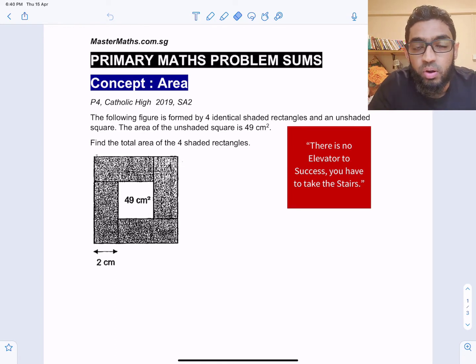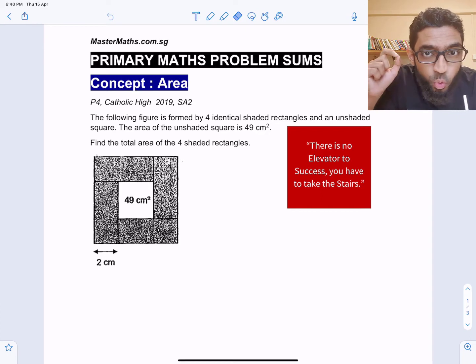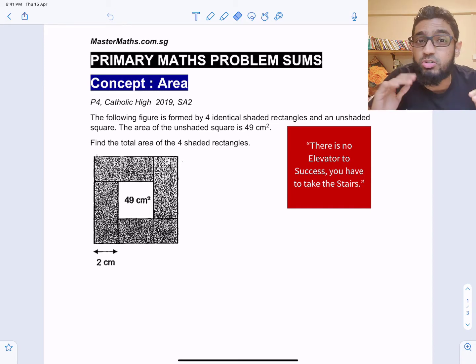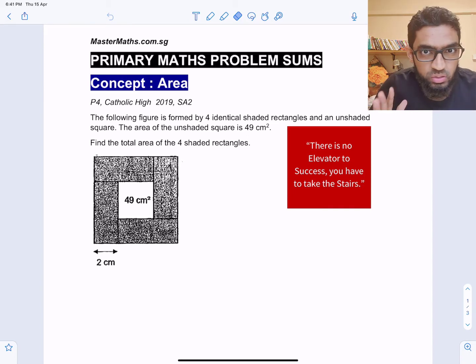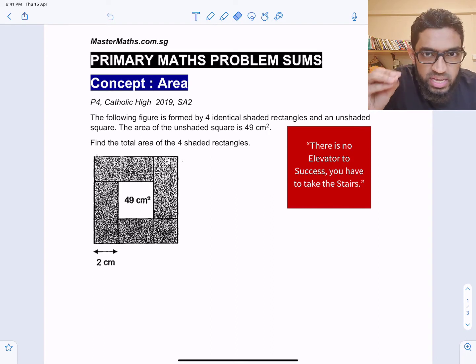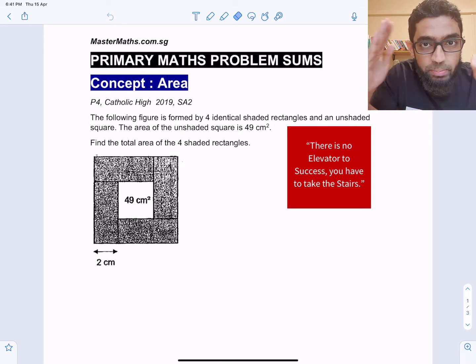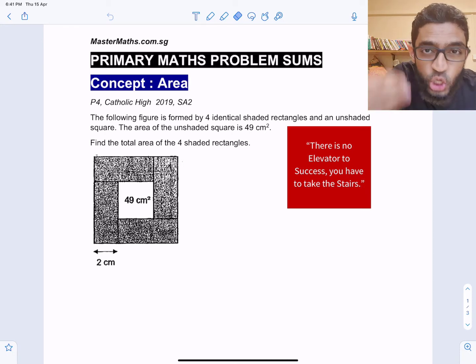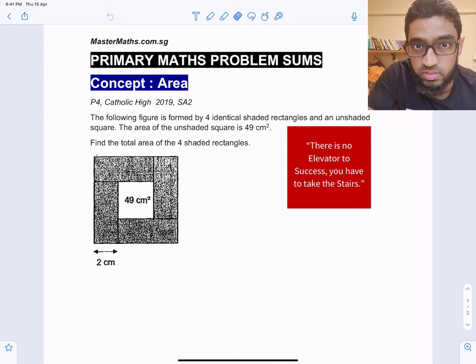But before that, I have a quote to share with you. There is no elevator to success, you have to take the stairs. So what does this mean? There is no elevator to success. There are no shortcuts that we can take to achieve our dreams, to achieve our goals. There are strategies, there are techniques, there are methods, but we have to put in the work, we have to put in the efforts consistently in order to get to somewhere better for ourselves.